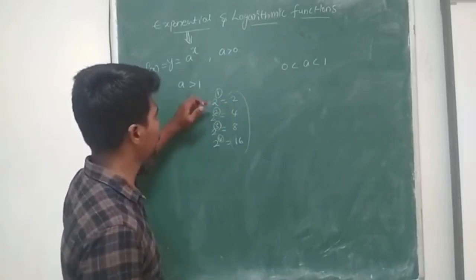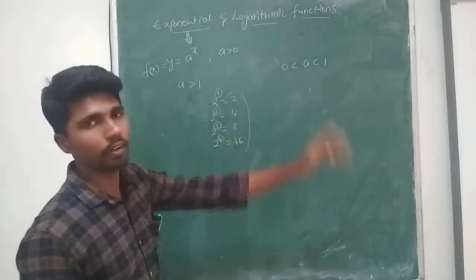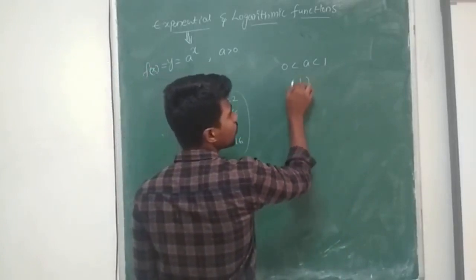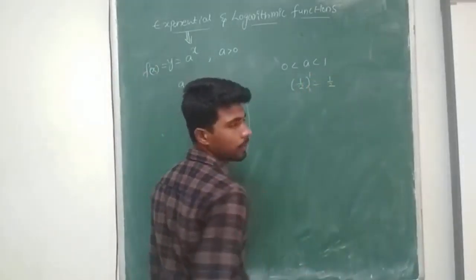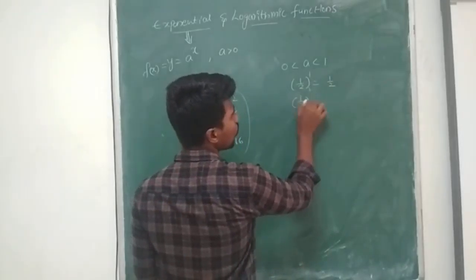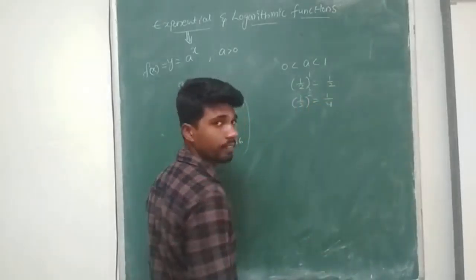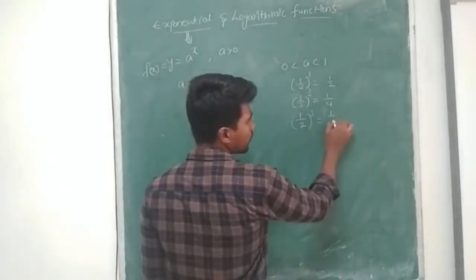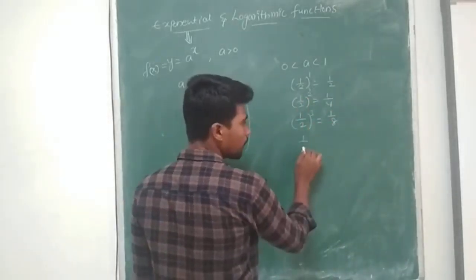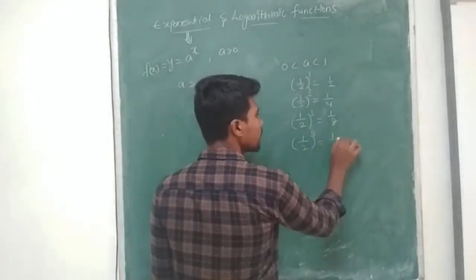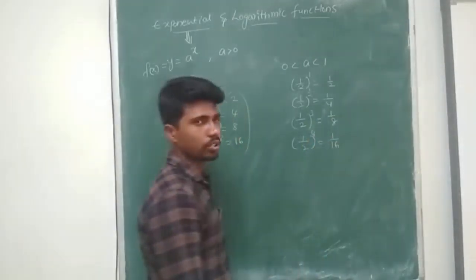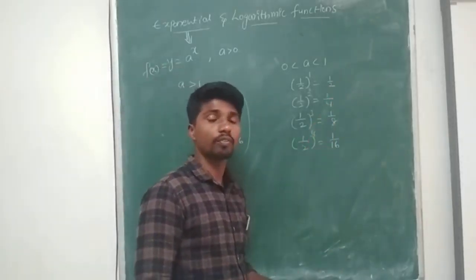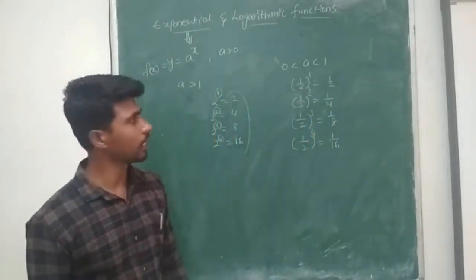If the value of a lies between 0 and 1, then what is going to happen? Suppose I take 1 by 2 whole power 1, which is 1 by 2. 1 by 2 whole power 2 is nothing but 1 by 4. 1 by 2 whole power 3 is 1 by 8. 1 by 2 whole power 4 is 1 by 16. We know that if the denominator increases, the value of the fraction decreases, right?